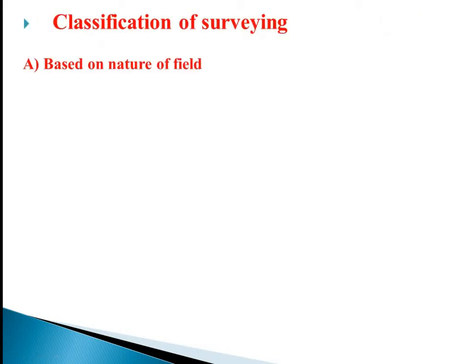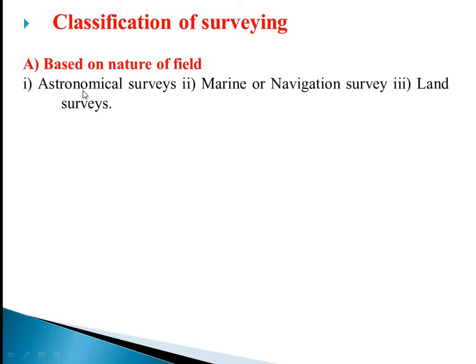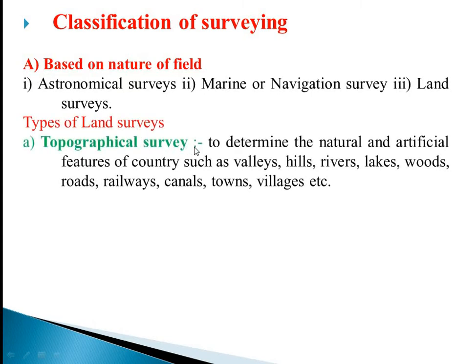Coming to the classification of surveying, a variety of ways are there for classifying surveys. First, classification based upon the nature of field survey: astronomical surveys, marine or navigation surveys, and lastly land surveys. Then the types of land surveys. Topographical survey determines natural features of a country such as valleys, hills, rivers, lakes, woods, roads, railways, canals, towns and villages, etc.